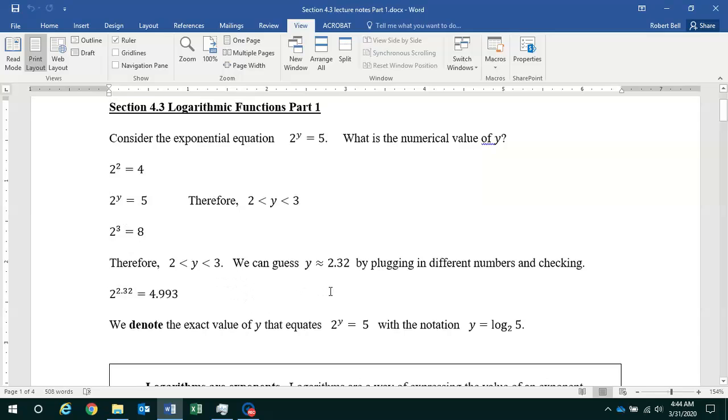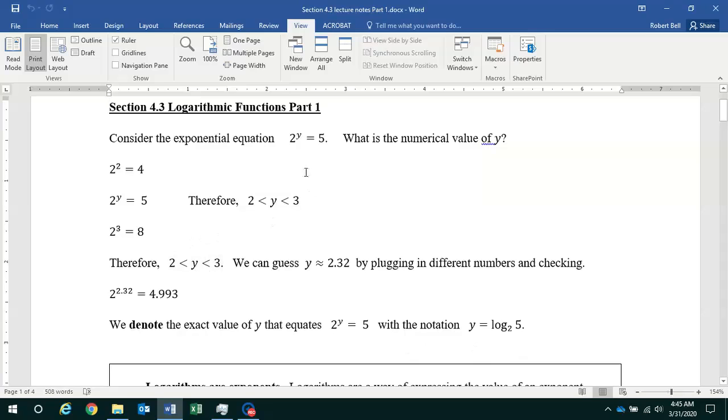Using our calculators and trial and error, plugging in numbers and checking, we can approximate y to be equal to 2.32. 2 to the 2.32 power is equal to 4.993. So to denote the exact value of y that equates 2 to the y is equal to 5, we have this fancy new notation.